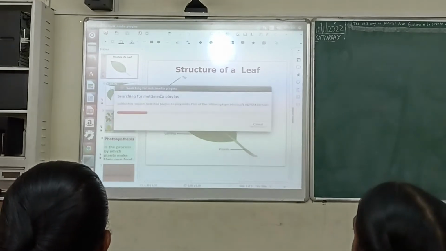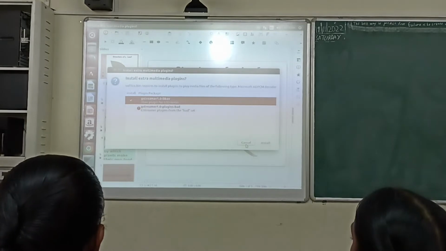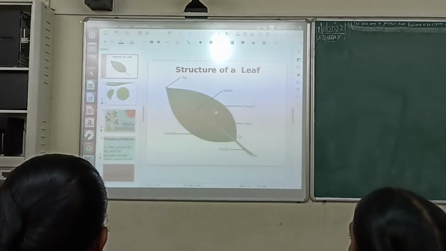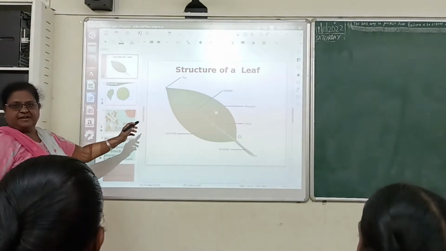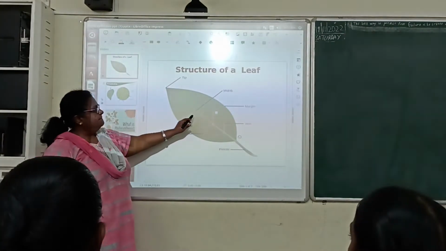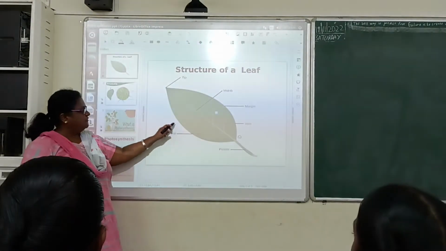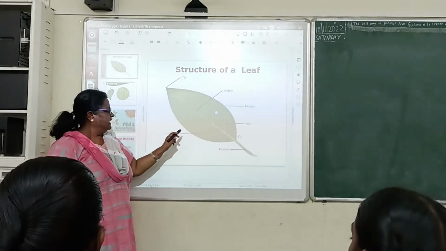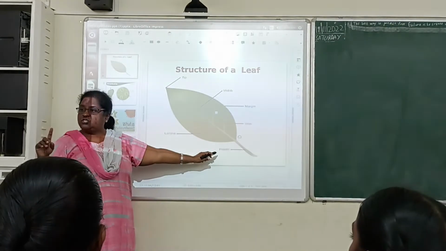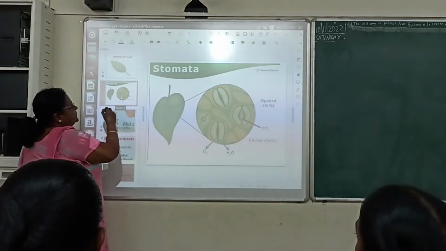Okay. The first slide shows us the different parts of the leaf which I already drew on the board. Tip, midrib, this is the margin. The edge of the leaf is the margin. Veins, lamina, petiole. Stalk has another name called petiole. Go to the next slide.